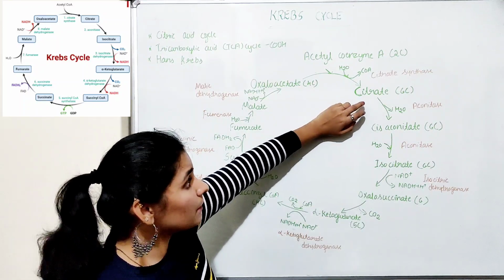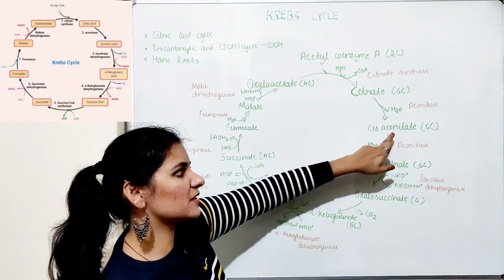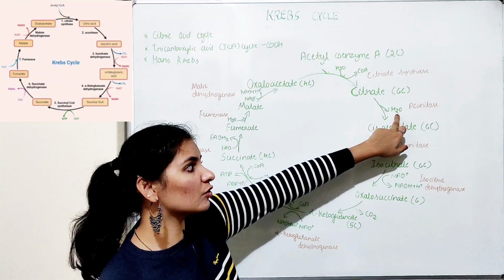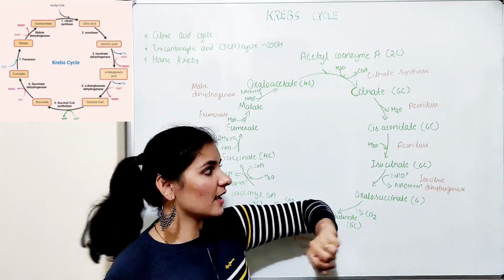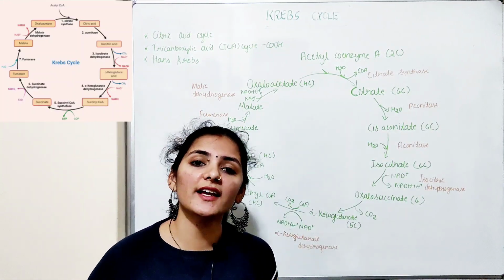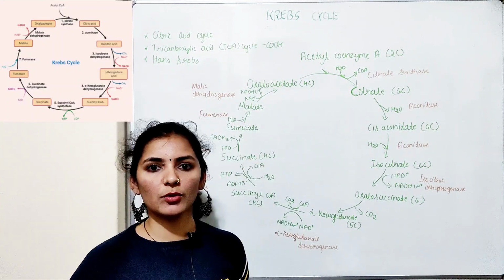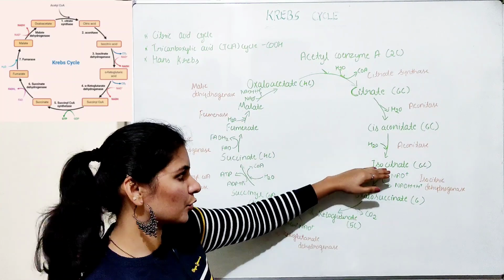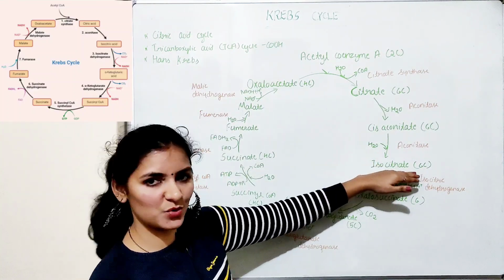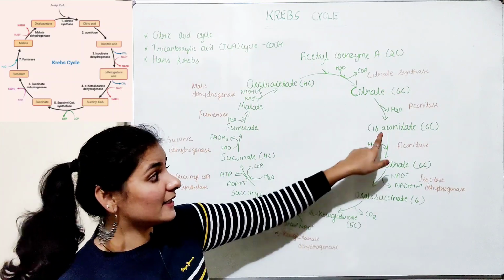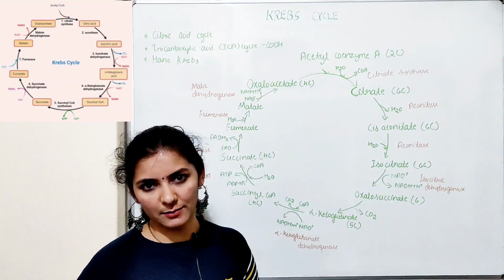In the next step, this citrate, a 6-carbon compound, loses a molecule of water to produce cis-aconitate, and this reaction is catalyzed by the enzyme known as aconitase. Later, cis-aconitate, in the presence of a water molecule, undergoes isomeric rearrangement to produce its isomer isocitrate, and this reaction is also catalyzed by the enzyme aconitase. So this isocitrate is again a 6-carbon compound.